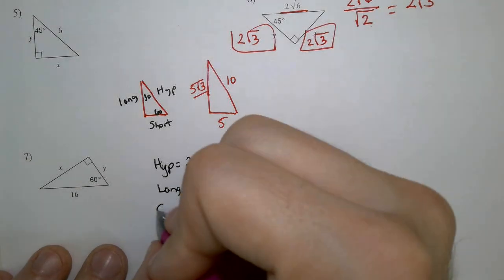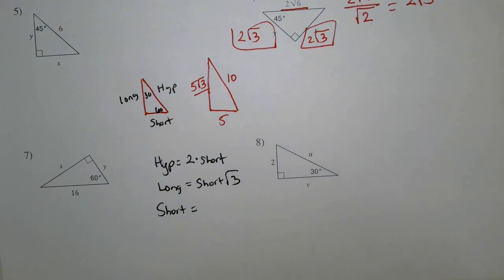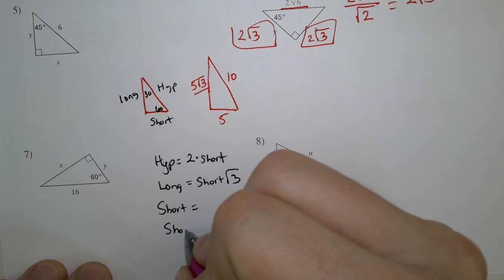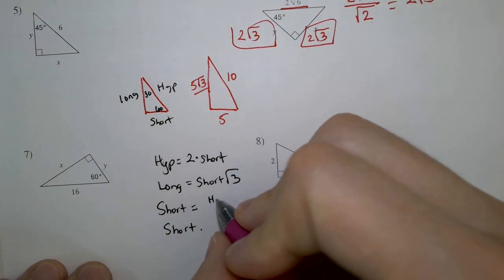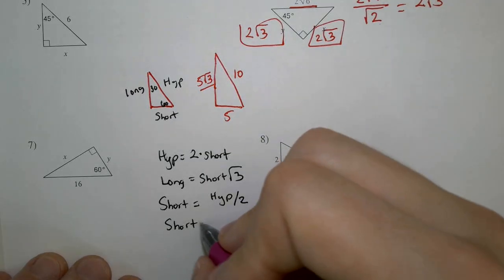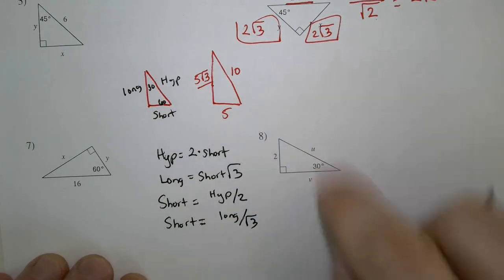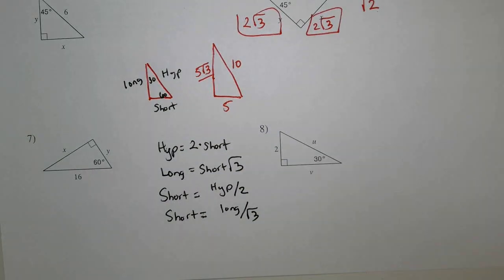And then the short side is going to equal one of two things. You want to find the short side first. If you don't have the short side, you need to find that first. The short side is either equal to the hypotenuse divided by 2, not square root of 2, just 2, or it is equal to the long side divided by the square root of 3. Those are the keys that you would need to know to be able to do these problems.